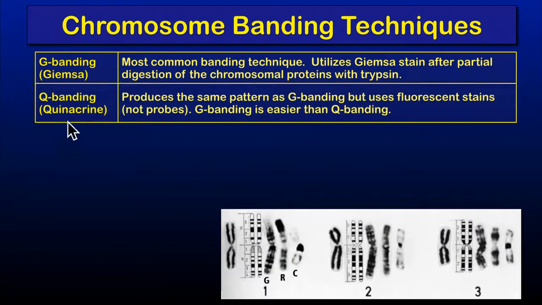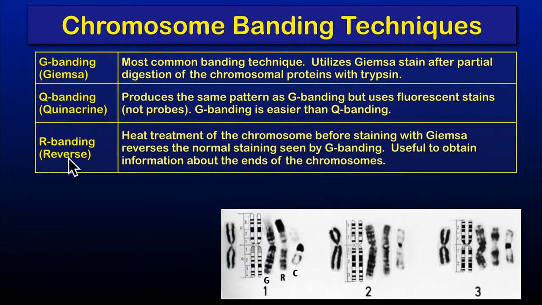Then Q banding. The fundamental difference with Q banding is its fluorescence. You use quinacrine, and that's the basis for the Q. Quinacrine is a fluorescent dye that acts very similarly to what Giemsa does, except that it will be fluorescent. You see the same G banding pattern if you use trypsin, but you have to have a fluorescent microscope in order to do Q banding. So most labs do G banding. Very few do Q banding, but it's possible.